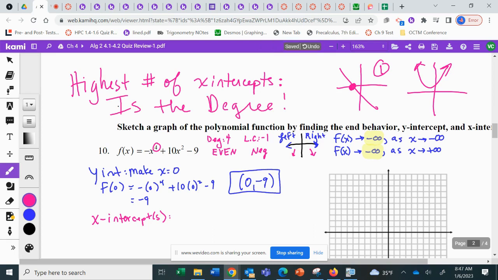So when we look at this question, Junie said we could have 4 x-intercepts. We might have 4 different answers or less. Okay?